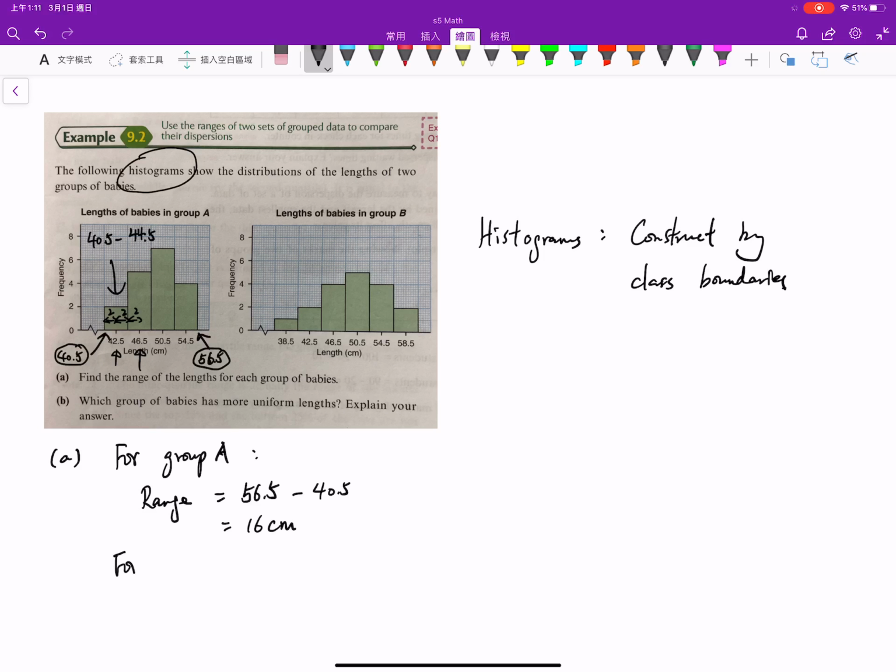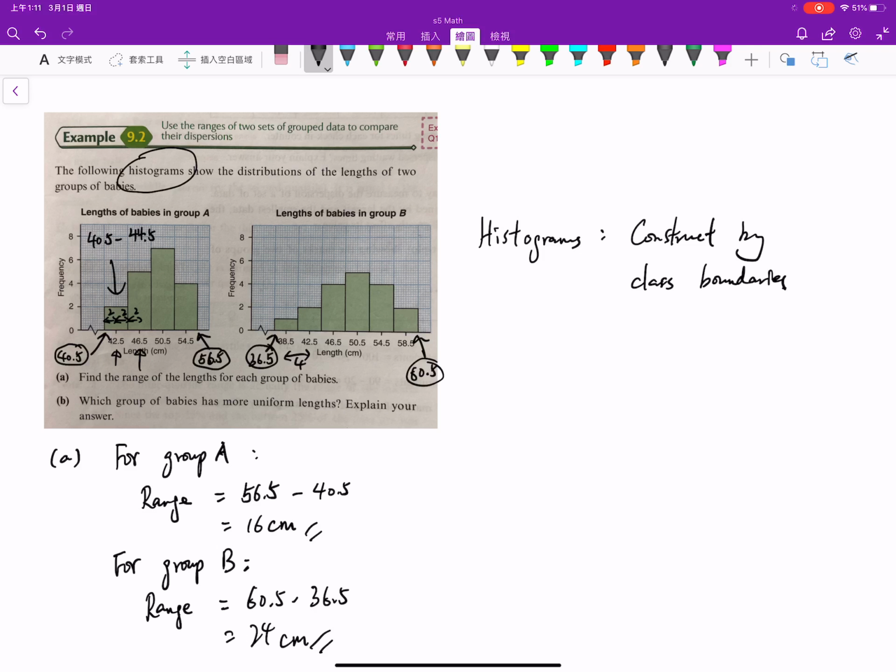And then for group B, we are doing the same. Again, we see this at 4 cm, right? So we minus 2, and we get 36.5. And here is 60.5. So for group B, range is 60.5 minus 36.5, which is 24. It means group B is more dispersed this time.